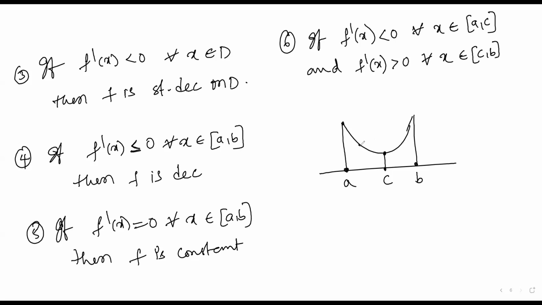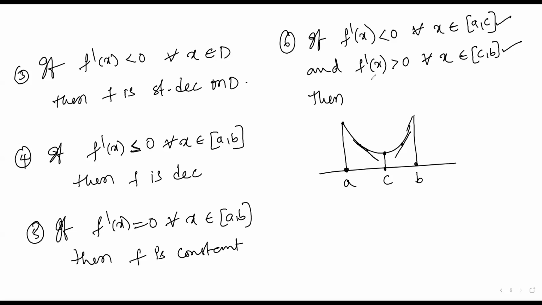Here at this point it is less than 0. If you draw the tangent like this, it will come. You draw the tangent. So f dash of x is greater than 0 for all x belongs to C to B. Then what you can say, here it is definitely strictly decreasing, here it is strictly increasing.